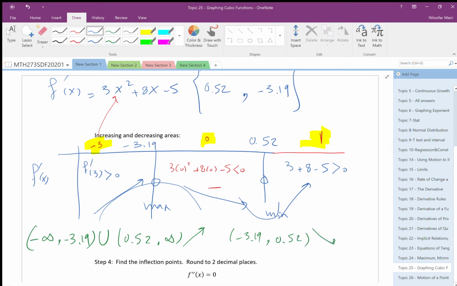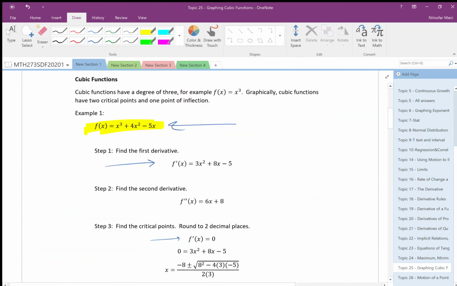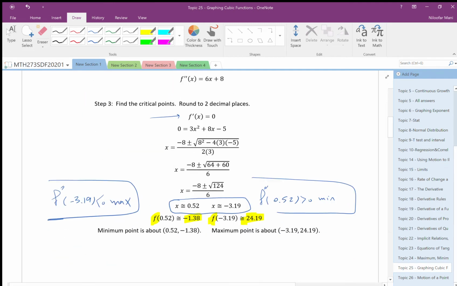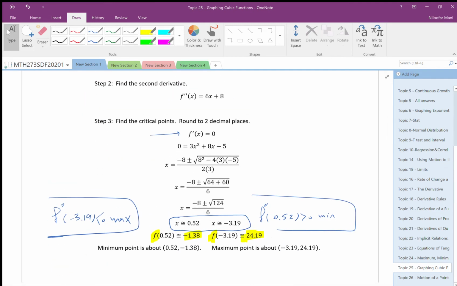Okay, so if I want to review, what I did was I have the function, I find first derivative first, I find second derivative next, I find roots of first derivative. So where first derivative is 0, these are my critical points. These are my critical points. Critical points happen here.